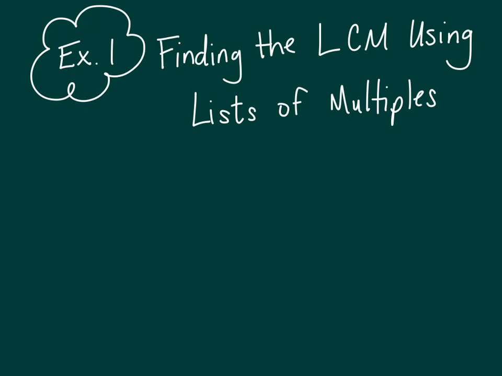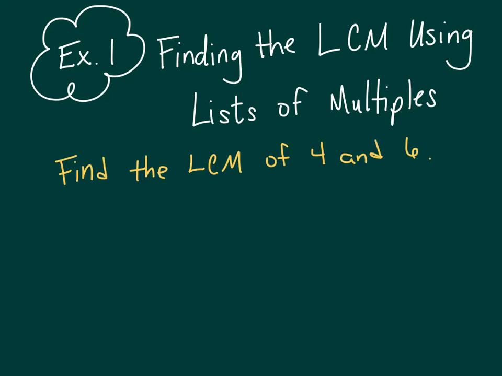In example 1, we're going to be finding the least common multiple using lists of multiples. So we're going to try to find the LCM, or least common multiple, of 4 and 6. And since we're just going to use lists this time, we're literally just going to stack these up and we're going to start listing multiples.